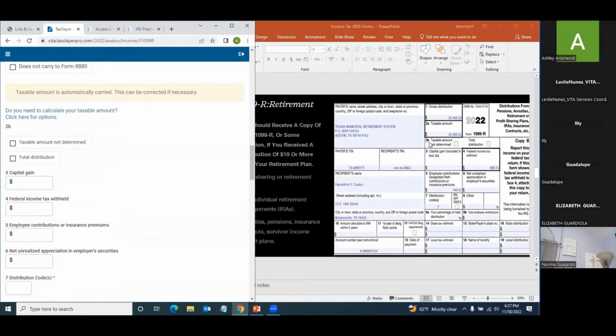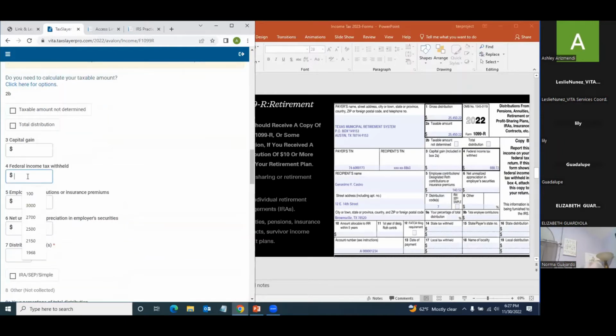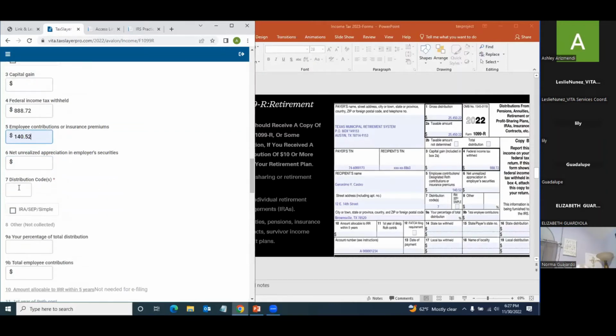So here you see 2B does not have a check mark on taxable amount not determined or on total distribution. So we can leave these blank. It does have number 4 filled in, so we're gonna put 88872, because that is the federal income tax withheld from them. And then we're gonna go to 5 and it has 14052. You have to make sure that you put everything that is on the form. We don't want to leave anything out because it does make a difference on their tax return.